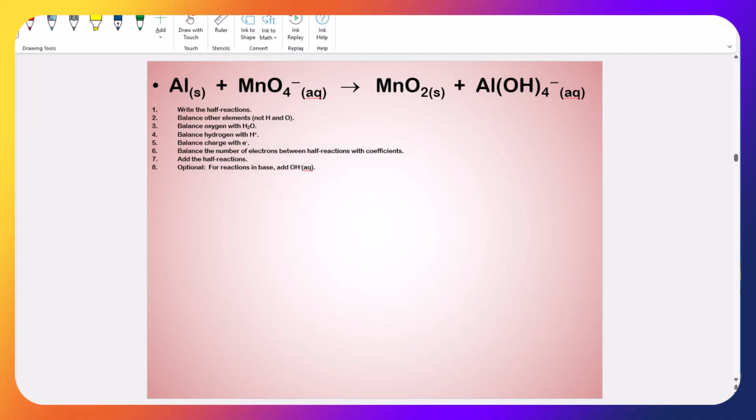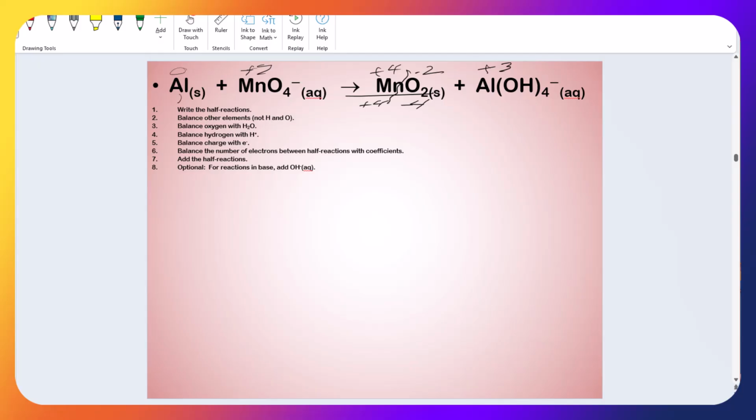Last one. Let's go ahead and figure out the oxidation states. Aluminum, an element in its elemental form, has an oxidation state of 0. We've already worked on permanganate enough. You know it's a +7. Let's figure this one out. Oxygen is -2, 2 times -2 is -4, so that's going to be a +4 for manganese there. And aluminum in compounds and ions is always +3. So we're good to go.